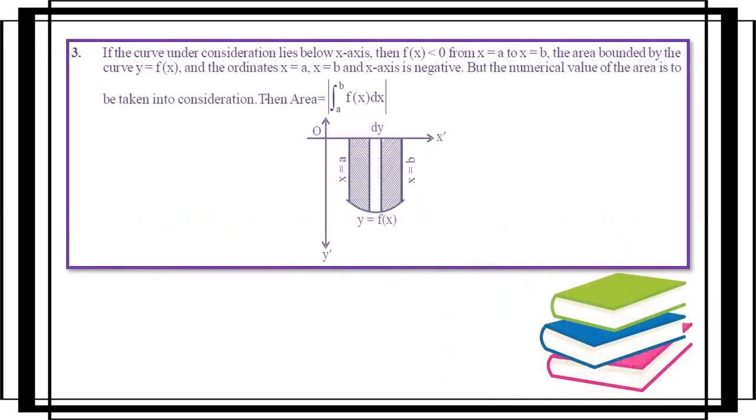Now, when our curve goes on the lower side of the x-axis, meaning on the negative side, if the curve under consideration lies below the x-axis, it means f(x) is less than 0, and this is again a and this is b. So in this case, we know very well that we have to consider the numerical value of area, because area cannot be negative. So we take the modulus of this thing.